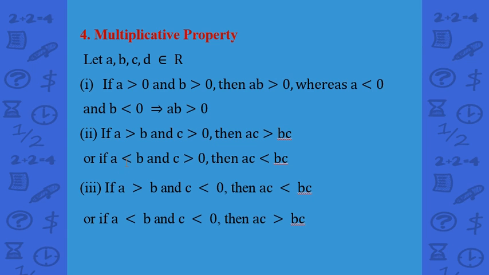Okay, now if my A is less than B and my C is greater than 0, then AC is less than BC. It means if I am multiplying a positive number on both sides of an inequality, it will not change. But in this condition, the inequality is reversed. Before it was greater than, but now it is less than.